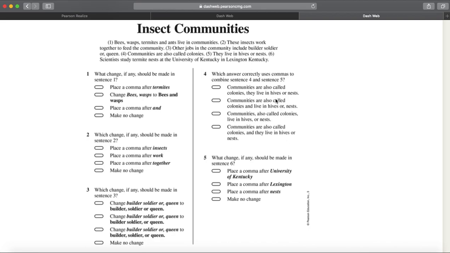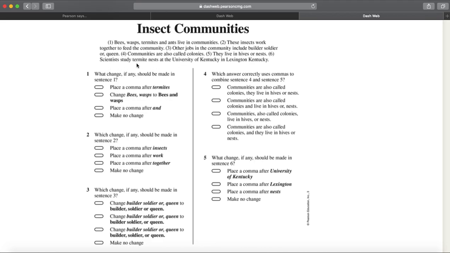So, which one is correct? Communities are also called colonies, comma, they live in hives or nests. Wrong. Communities are also called colonies and live in hives or, comma, nests. Wrong. Communities, comma, also wrong. Communities are also called colonies, comma, and they live in hives or nests. So which one is the best? First, second, third, or fourth? Fourth. Excellent.